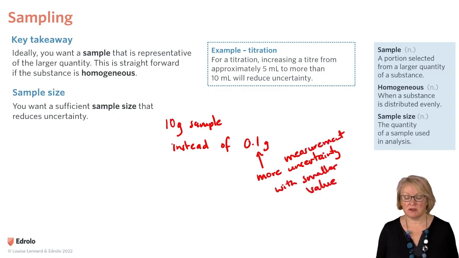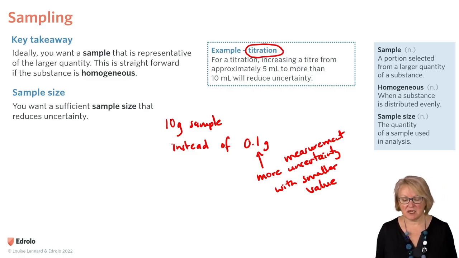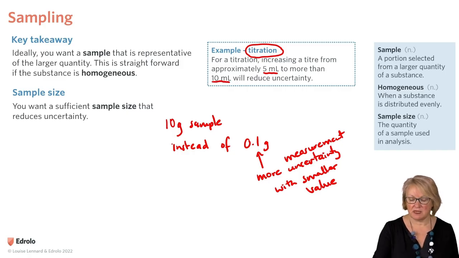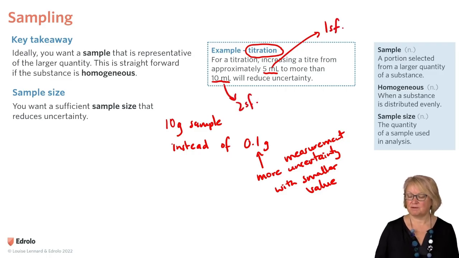And an example is when we're doing titrations. Increasing a titer from approximately 5 mL to more than 10 mL will reduce uncertainty, because this is 1 significant figure and this is 2 significant figures.